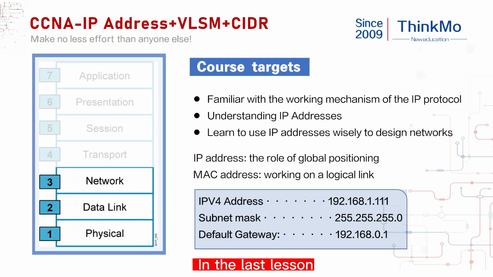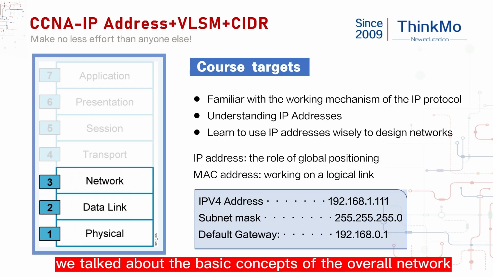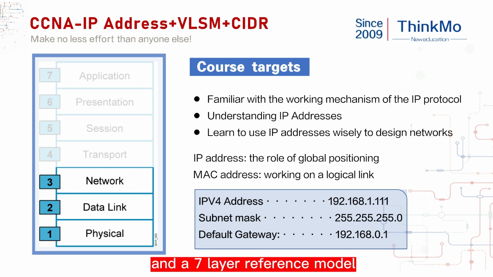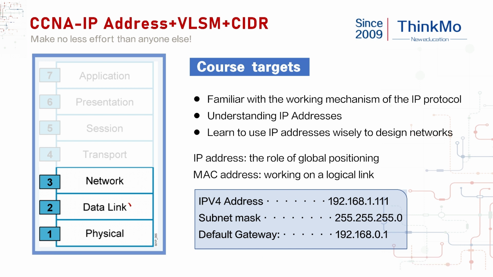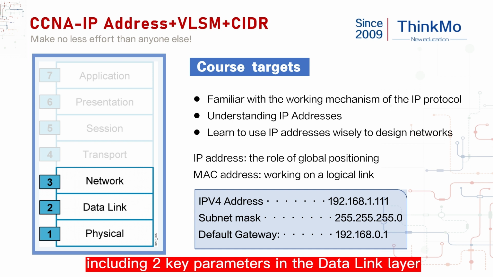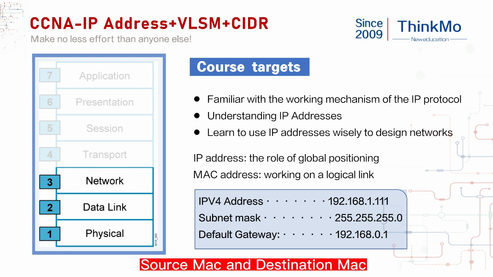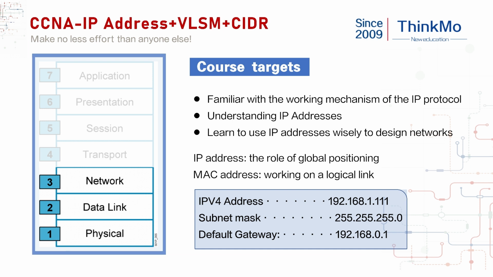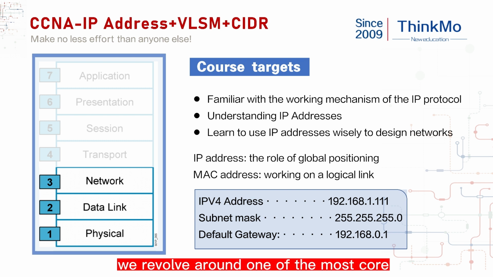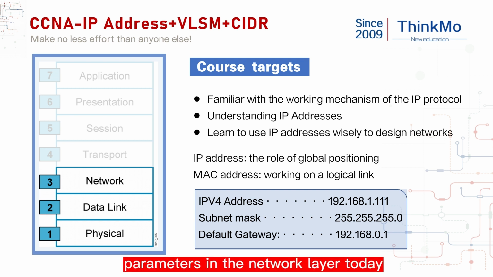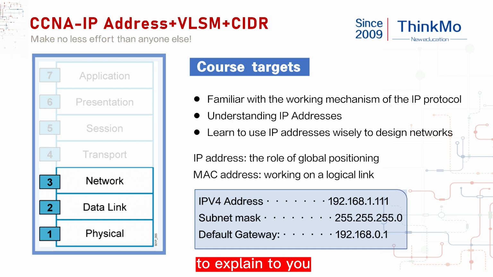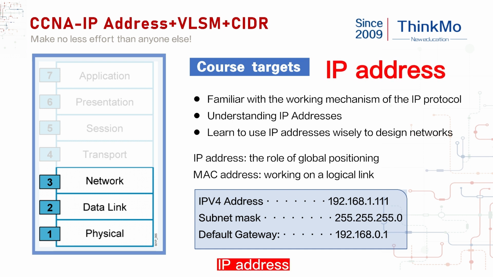Today's topic is IP address. In the last lesson we talked about the basic concepts of the overall network and the 7-layer reference model, including 2 key parameters in the data link layer, source MAC and destination MAC. Today we revolve around one of the most core parameters in the network layer, to explain to you the IP address.